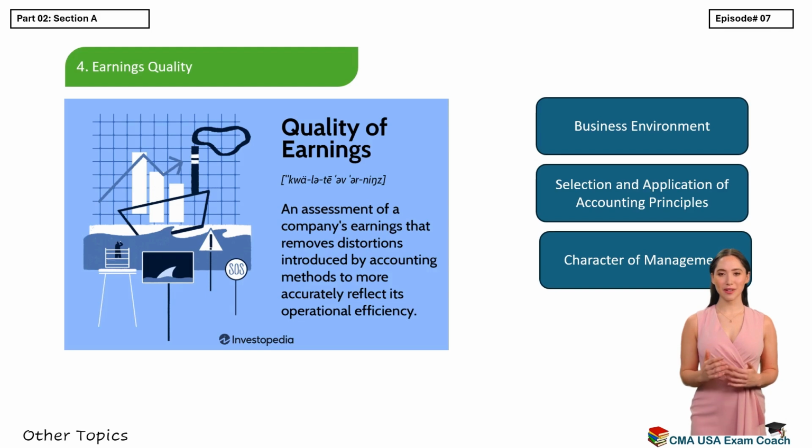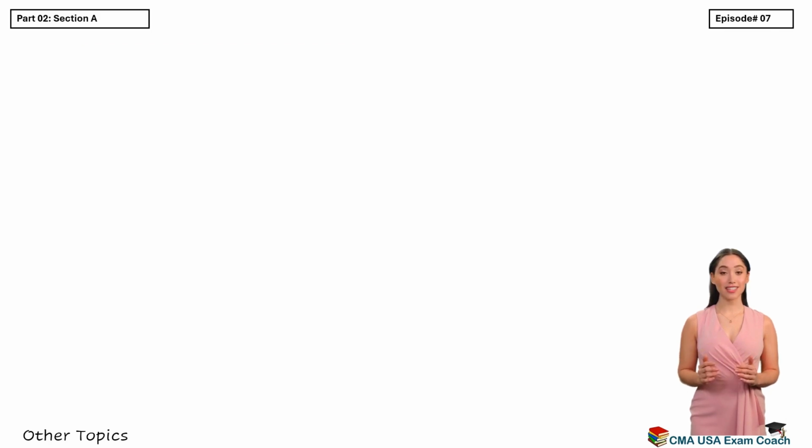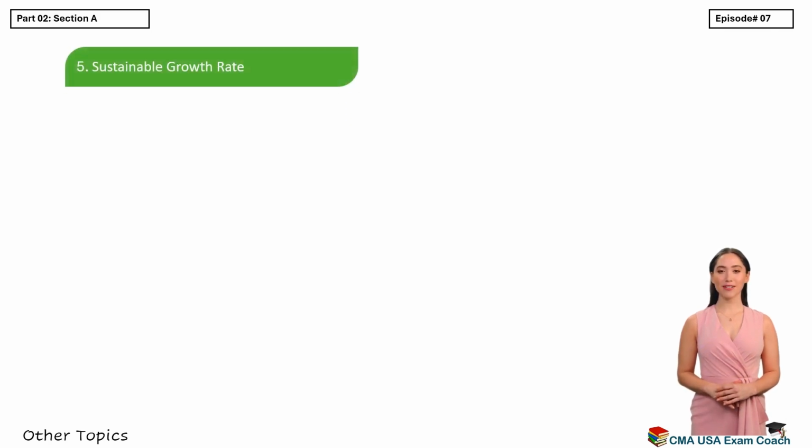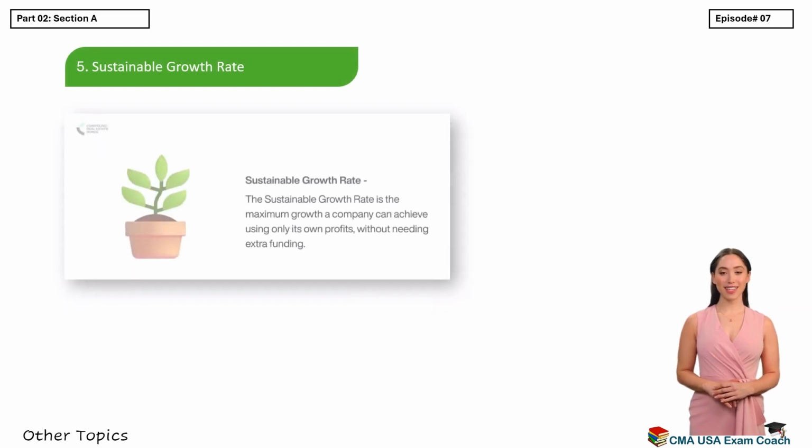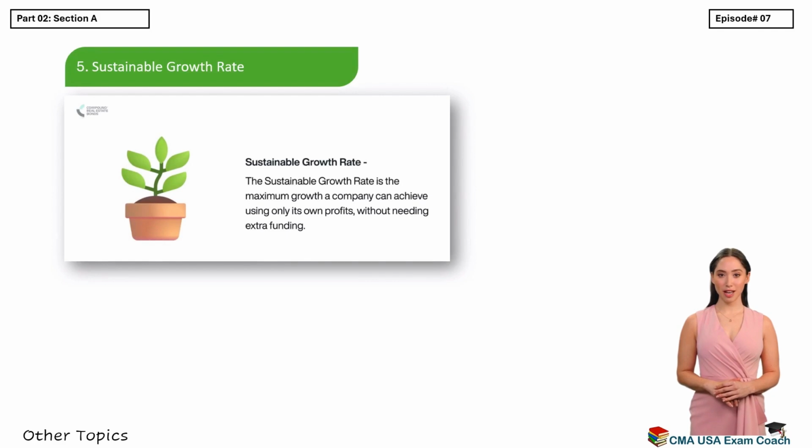Next, we are discussing sustainable growth rate. Sustainable growth rate, or SGR, represents the maximum rate at which a company can grow its sales, earnings, and dividends without having to increase financial leverage or issue new equity. It shows how much a company can expand using only its internally generated resources.